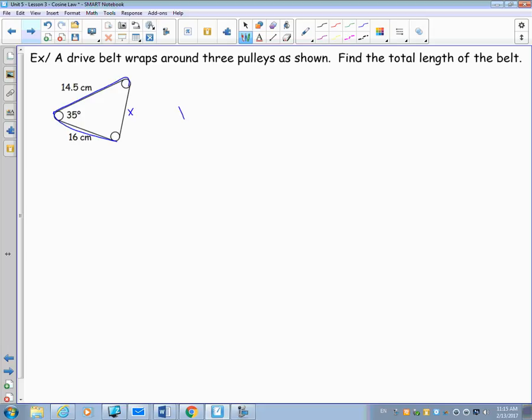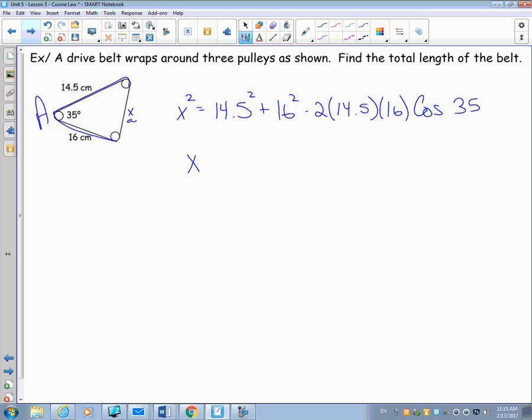This is the perfect cosine law, where A and a are across from each other. So I can use B as 14.5, C as 16, and plug everything into the right spots. My angle is 35. I'm going to plug it all in. I'm going to square root it, so I get x, and x is 9.28.